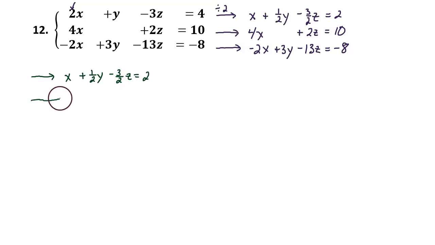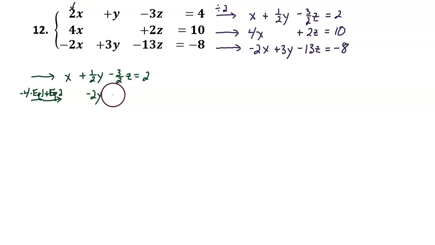It's that second arrow where we're going to label what it is we're doing. Negative 4 times equation 1 added to equation 2 to create a new equation 2. Let's talk it through. Negative 4 times x is negative 4x, then add 4x is eliminated. Negative 4 times half y is negative 2y, and then you add the blank spot and it makes negative 2y. Negative 4 times negative 3 halves z makes 6z.